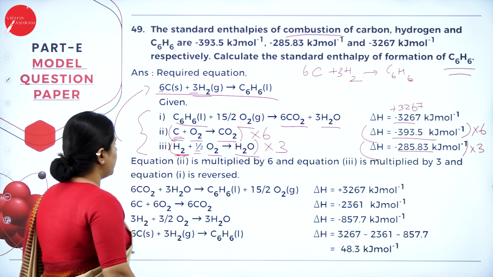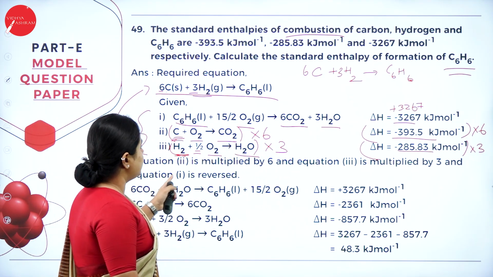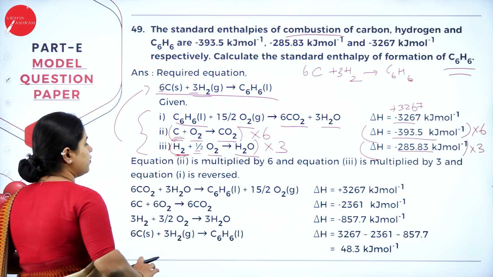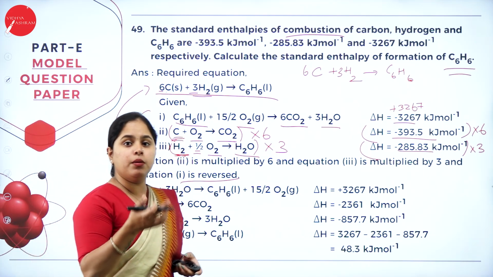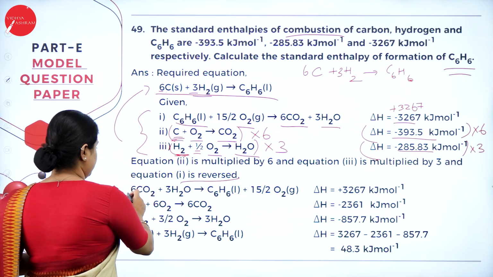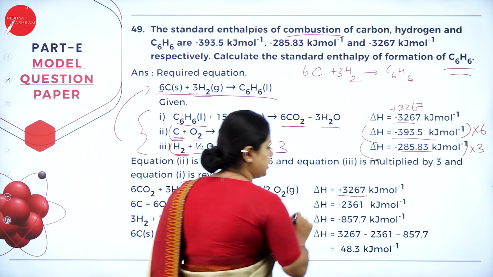So what we are in total doing? Equation 2 we are going to multiply by 6. And equation 3 we are going to multiply by 3. And equation 1 is going to be reversed. When you are reversing, it is very important to remember the sign also has to reverse. See, the first equation, we have reversed it, so the enthalpy has become plus 3267.